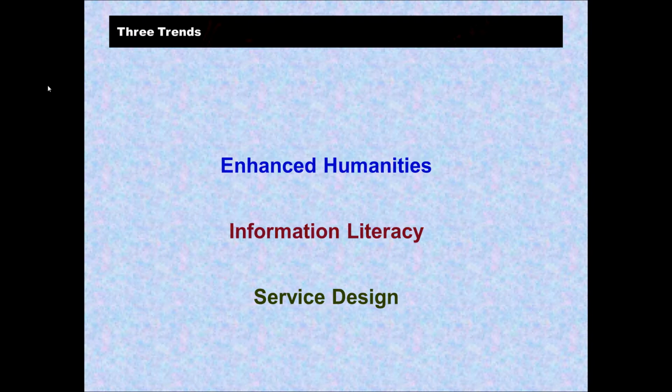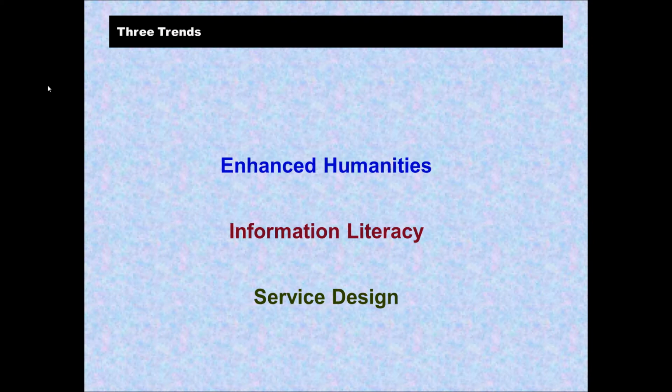I'll be talking about three trends that I see in performing arts librarianship. First, I'll talk about a new trend in digital humanities, which I call enhanced humanities, or e-humanities, and discuss what I see as its specific relevance to the area of theater.